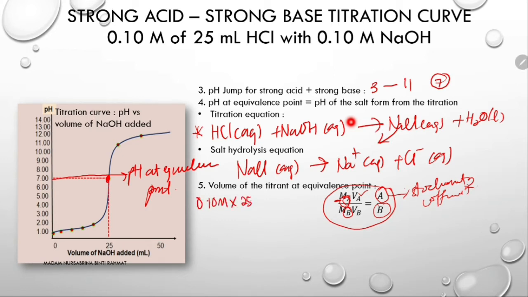Okay, and the volume is 25 milliliters, and the molarity of my base is 0.10 molar again, but VB is to be found. The stoichiometric coefficient for my acid is 1, and for the base it is also 1. So, cross multiplication, you will get your VB to be 25 milliliters as well. So at pH 7 at the equivalence point, the volume of NaOH required is 25. So in your titration curve, you need to label this equivalence point volume and the pH as well.